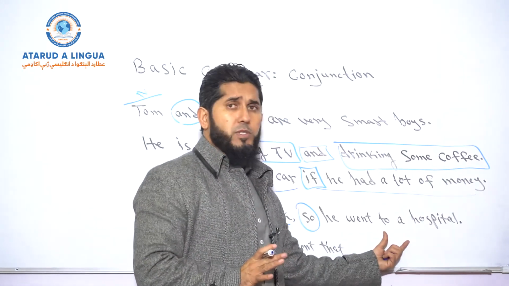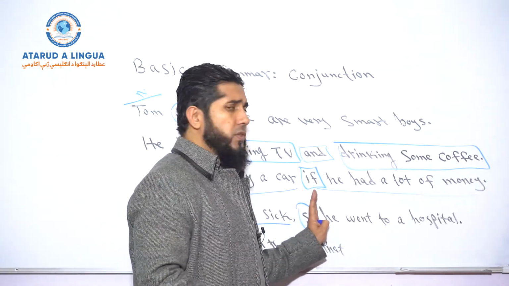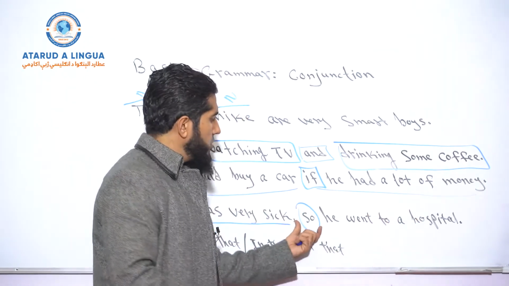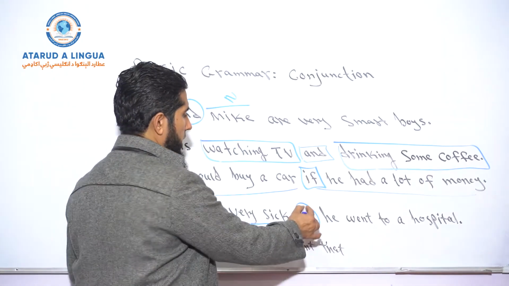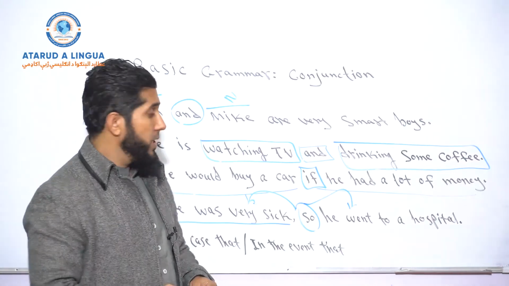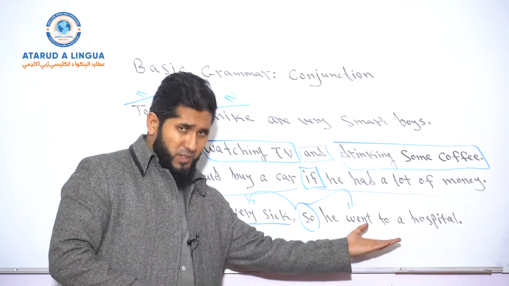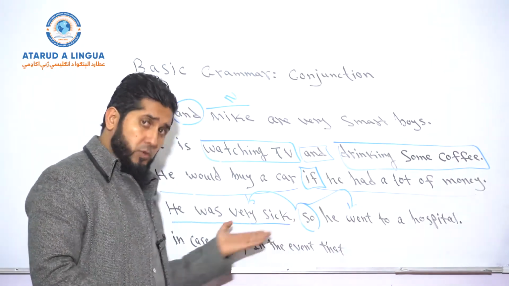He went to a hospital yesterday. He went to a hospital this morning. That's another simple sentence. And we use the conjunction so over here in order to combine these two simple sentences, okay? So you may call them independent clauses as a part of the compound sentence.